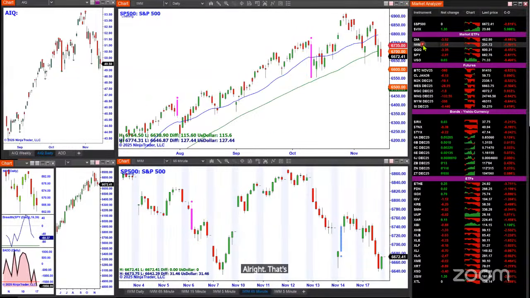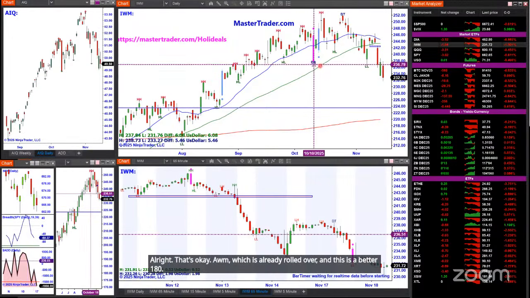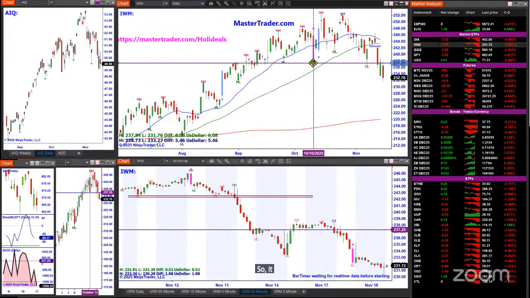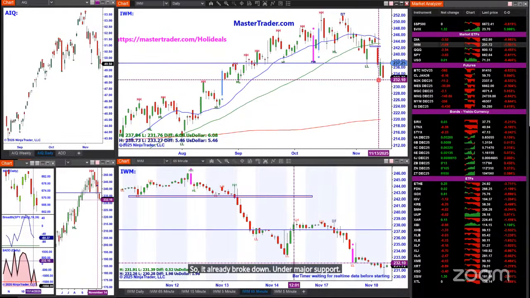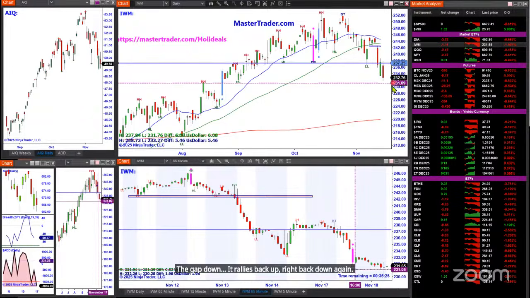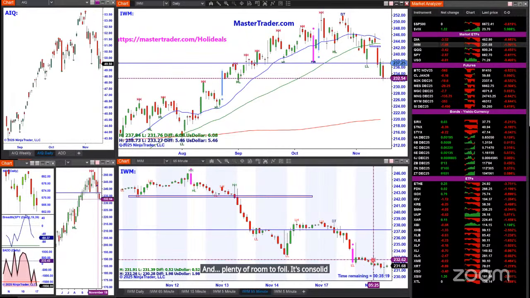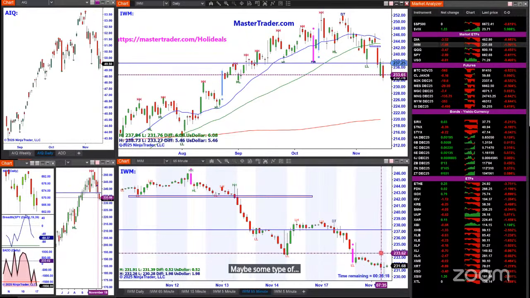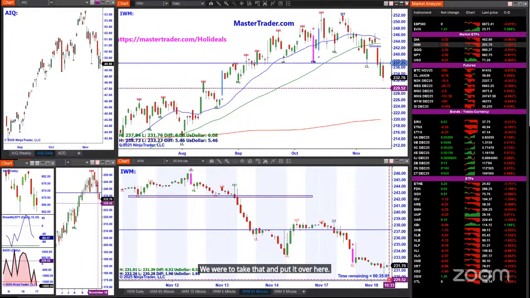Let's look at IWM, which is already rolled over. And this is a better 180. So it already broke down under major support. The gap down, it rallies back up, right back down again, and plenty of room to fall. It's consolidating here, maybe some type of attempt to go up that immediately gets sold into. Like if this topping tail bar right there, if we were to take that and put it over here, that would be a signal to go short.